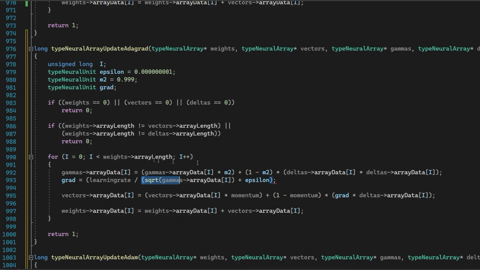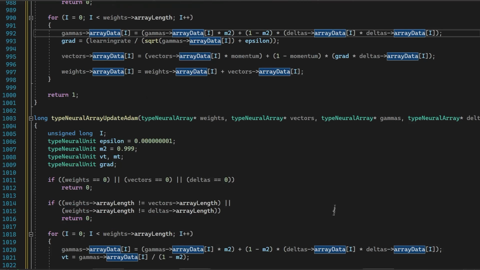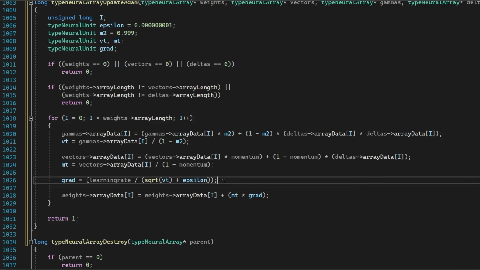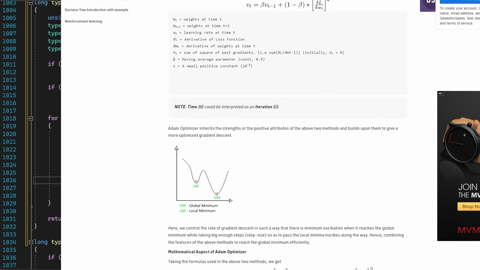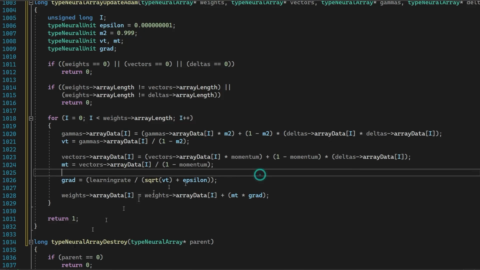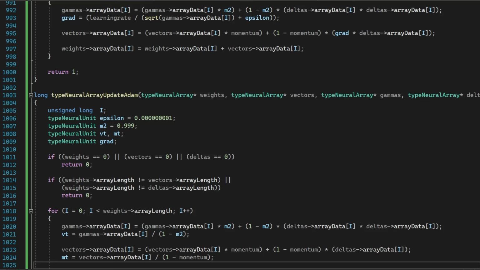So putting it out here, whoa, what am I doing? Okay, grad. Just to make sure it works, square root vt plus epsilon. I'm just trying to interpret this as best I can. A lot of it's not even clear. So I'm pretty sure it works. Let me just test it, make sure it works correctly. Okay, let's move it in and see what it gives.